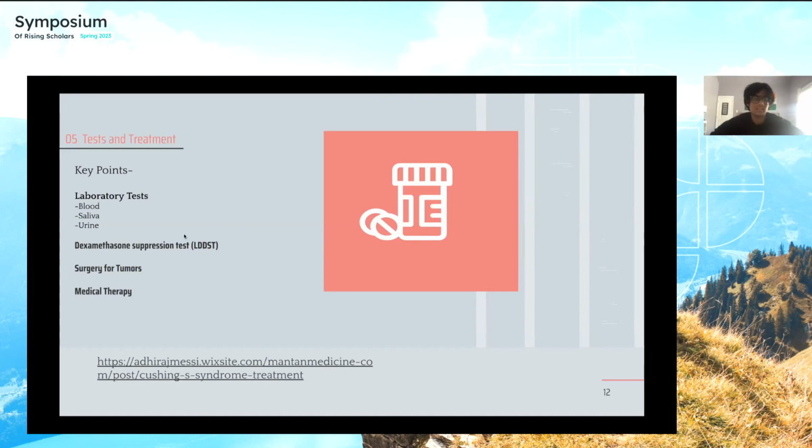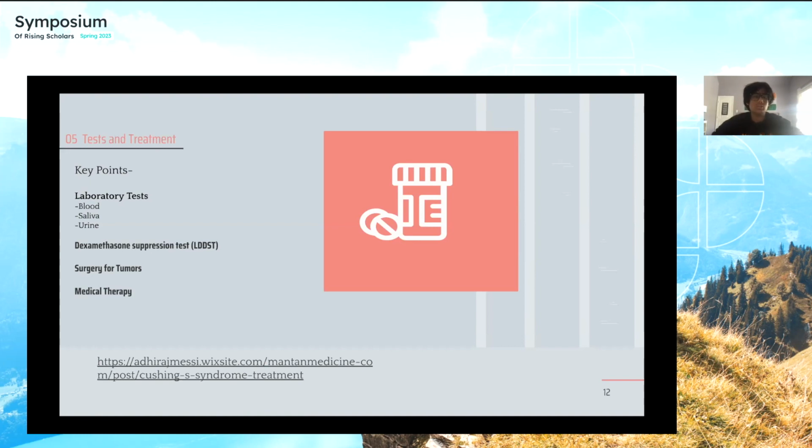An LDDST test, basically what it does is it induces a glucocorticoid, which is a steroid, into the body, and it looks at how the HPA axis is influenced. If the HPA axis is not suppressed, that is a sign of Cushing syndrome because you are still producing cortisol even when you're suppressing it.